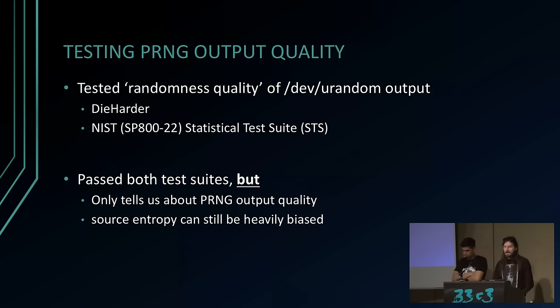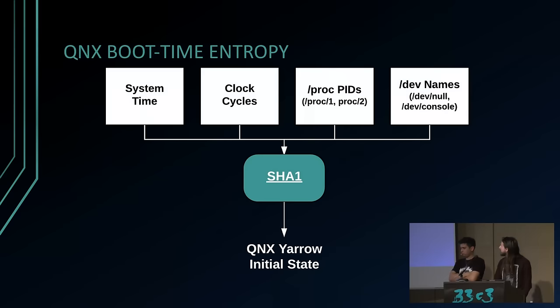suite tools. And it passed both of these test suites, but this only tells us something about the quality of the PRNG output. The source entropy can still be heavily biased, as we'll see later on. After reverse engineering the boot time gathering routines, we found that it draws from four sources only, and these are static and non-configurable. That's the system time, the clock cycle count, the currently active process IDs, and the currently active device names. And they concatenate this, and they pull it through the SHA-1 hash function, and the resulting digest is used to initialize the QNX Yarrow initial state.